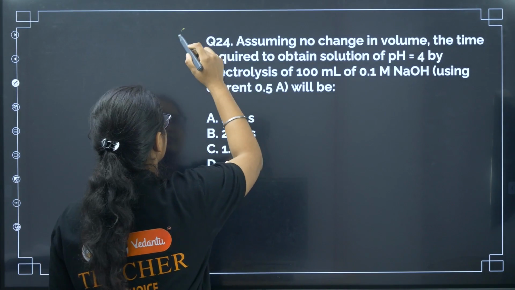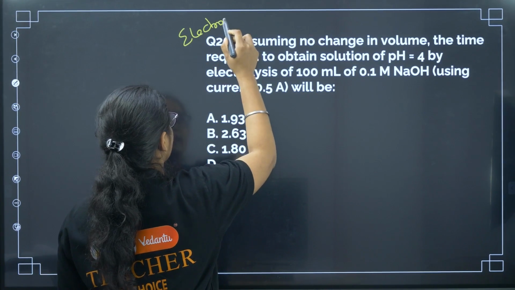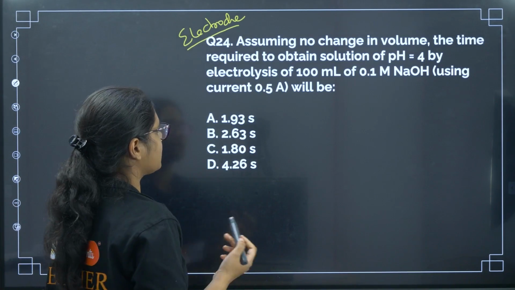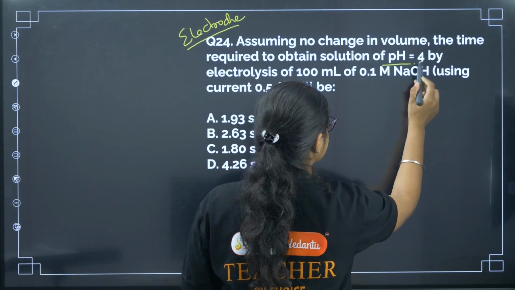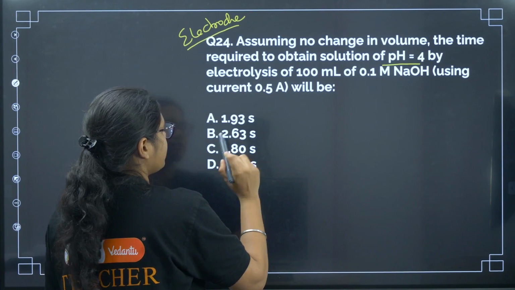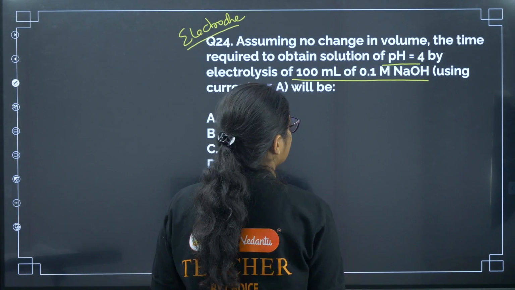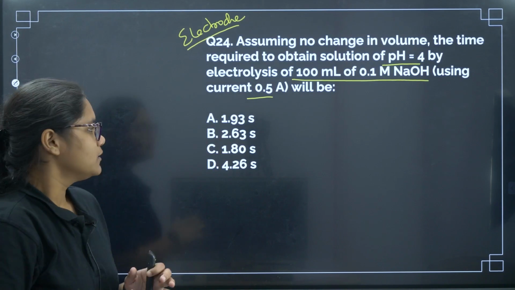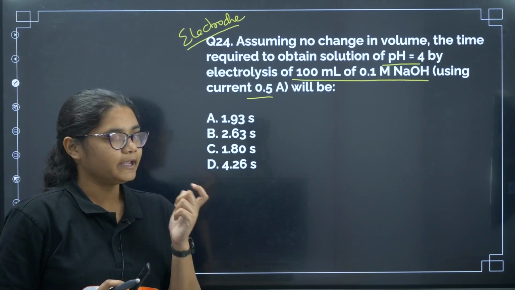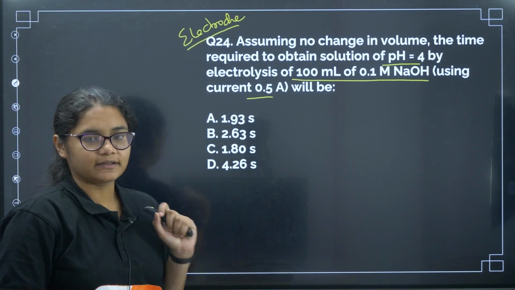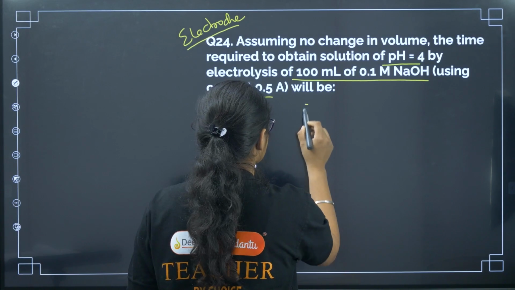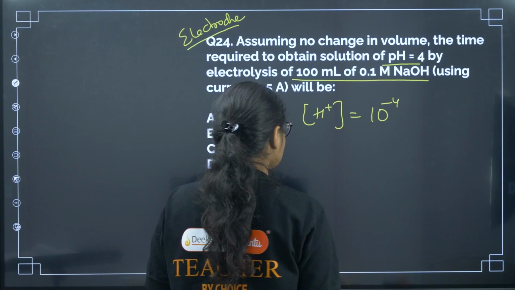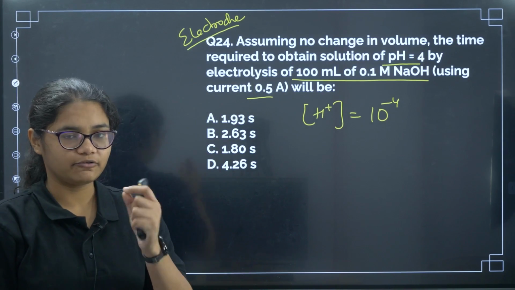Next, we have come to electrochemistry now. Assuming no change in volume, the time required to obtain the solution of pH equal to 4 by electrolysis of 100 ml of 0.1 M NaOH using a current of 0.5 ampere will be. Okay, so this question is a little tricky. You have to understand what is being asked here. So pH equal to 4 means what is the concentration of H plus? H plus concentration is 10 to the power of minus 4.